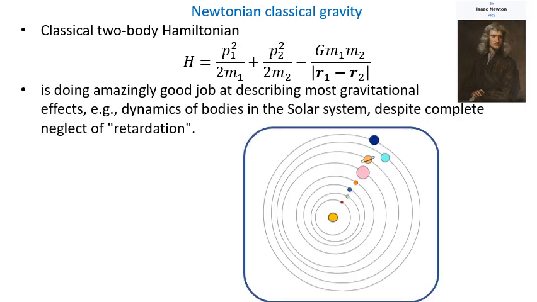Despite its simplicity and total neglect of retardation, this Hamiltonian is doing a superb job at describing dynamics of the solar system. There is only a tiny discrepancy regarding the orbit of Mercury, and we will talk about that later.